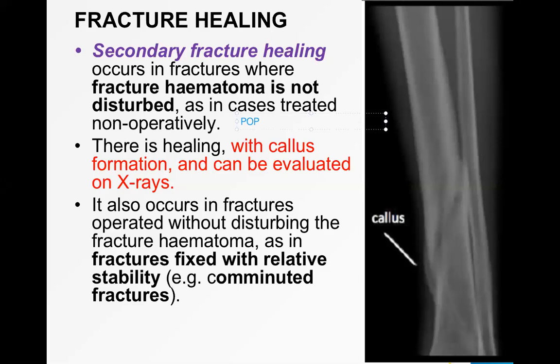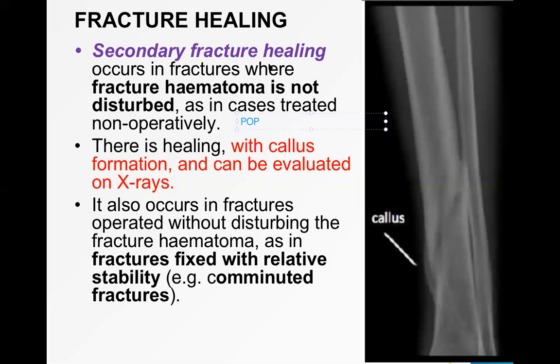Plaster of Paris. Now, this is also known as plaster in the layman term. So whenever we get a fracture, we go to the orthopedic surgeon and they put a plaster there. This is called conservative management of the fracture. We don't open the fracture site. So this is called fracture healing by secondary way. Now, there is healing with callus formation, and it can be evaluated very well on the X-ray. We can see the callus on the X-ray.